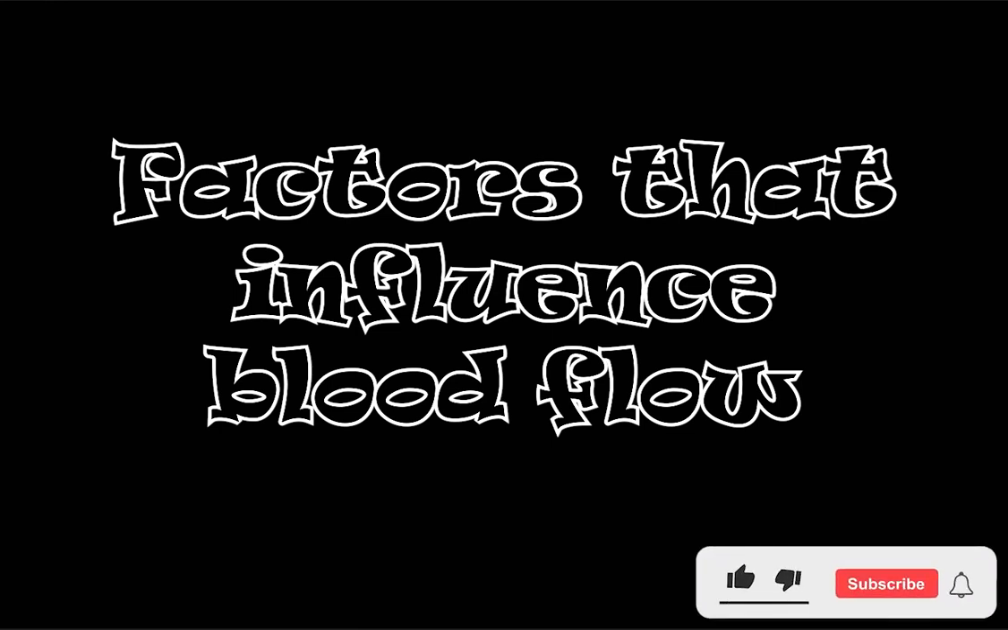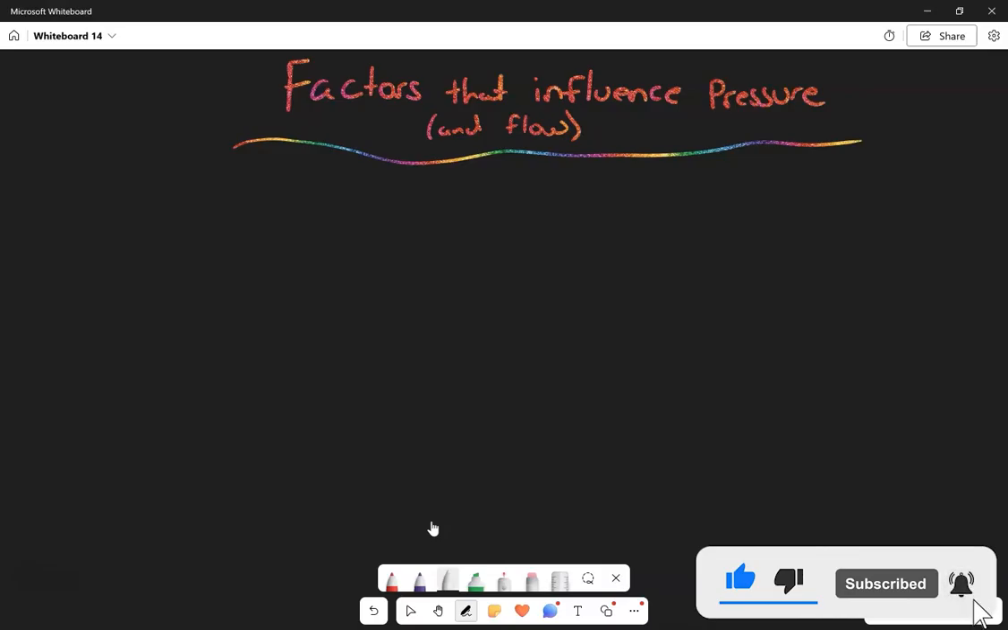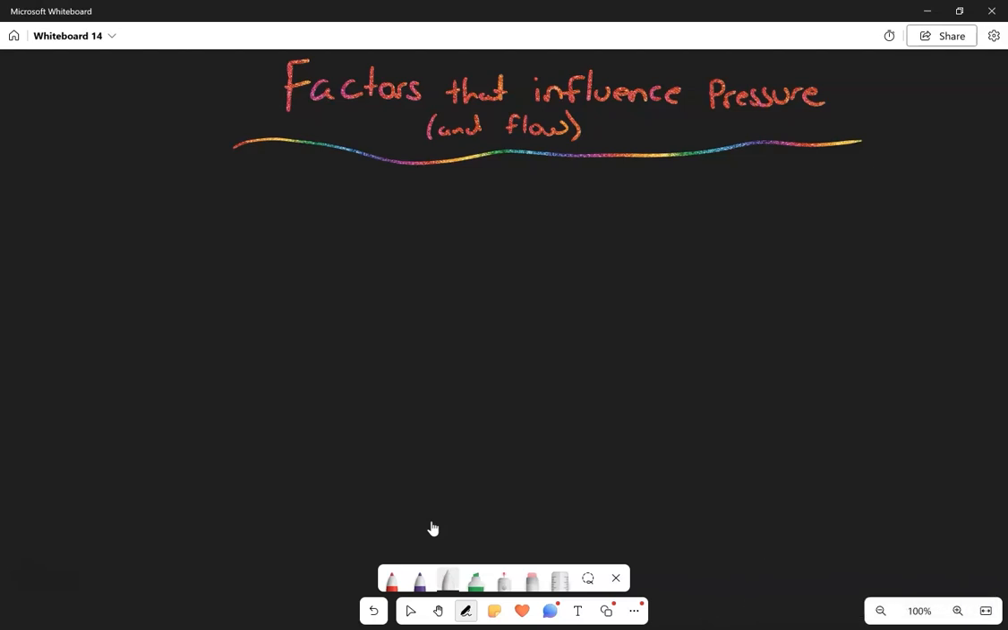Now that we have an understanding of what blood pressure is and how that impacts blood flow rate, we need to consider what are the influencers of that pressure that can also dictate the flow and flow rate. So there are a variety of different things that can impact that pressure.